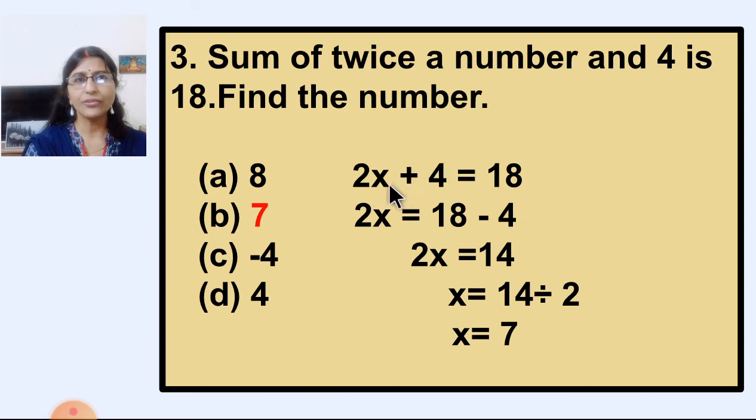So then what you will do? Now you got an equation. Now you have to solve it. This is positive 4. Take it to the other side. It will become negative 4. So 2x is equal to 18 minus 4. So 2x is equal to 18 minus 4 is 14.